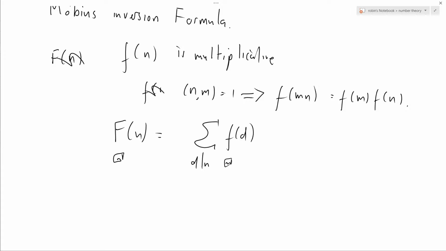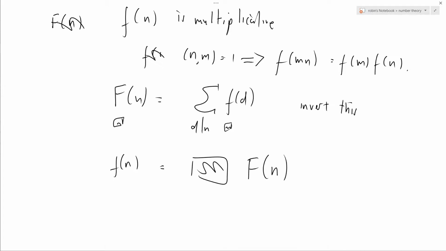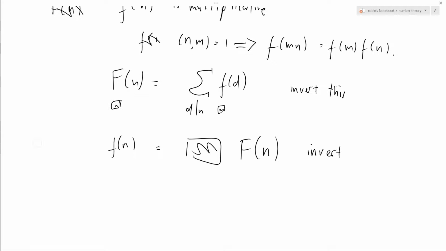What I'm going to do is invert this. I'm going to invert this by saying f of n equals something of capital F. We want to invert this process, and it's quite astonishing that you can do this. Let me just give you the formula and then we'll see what happens.